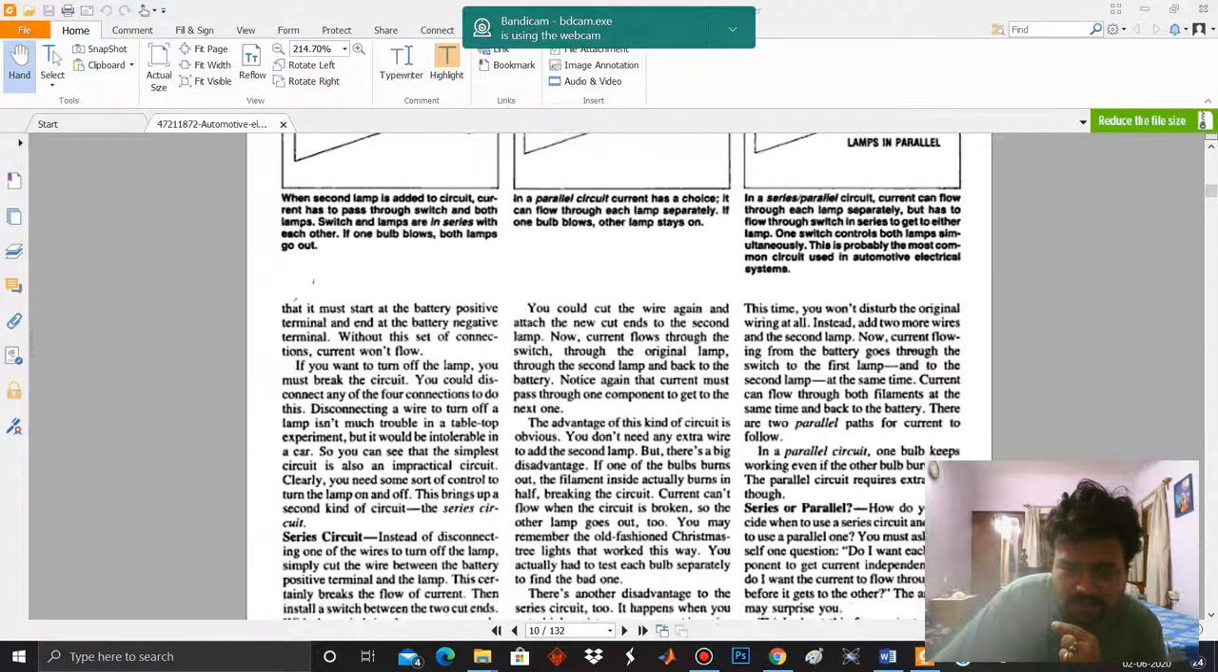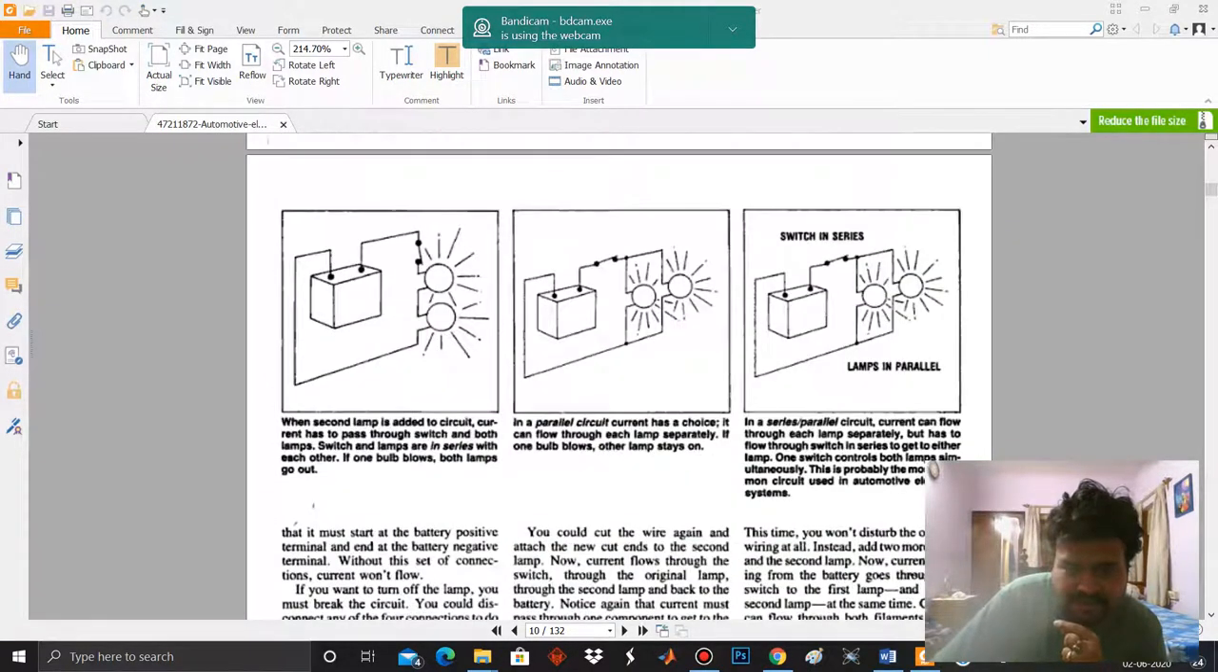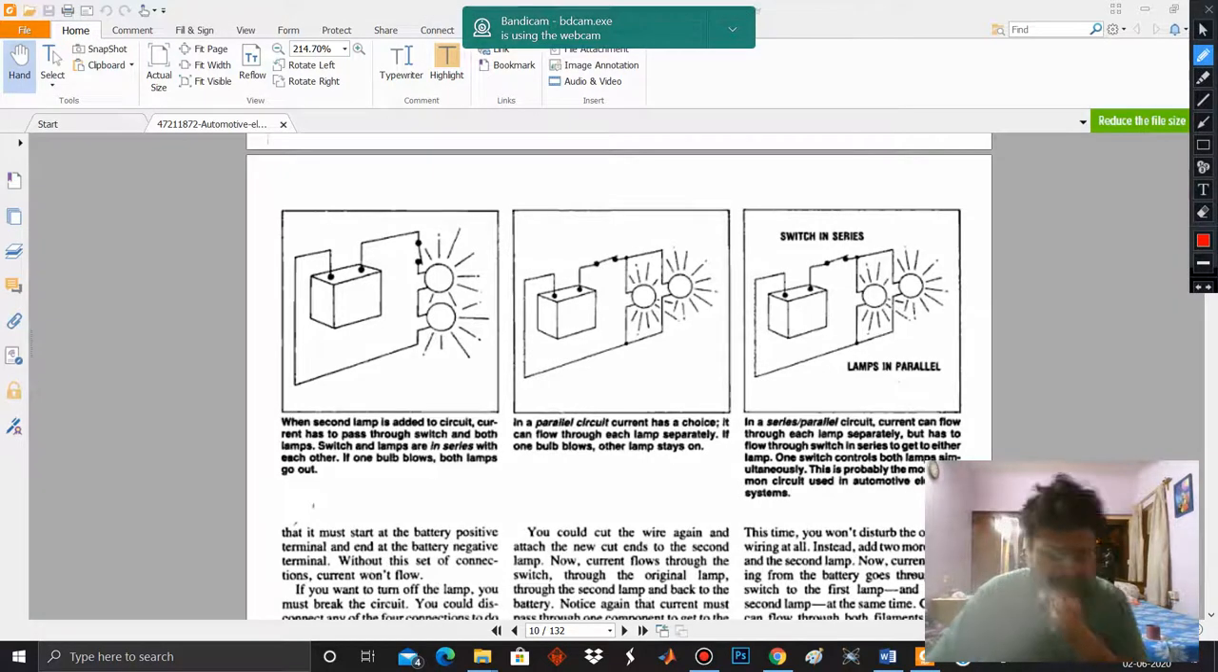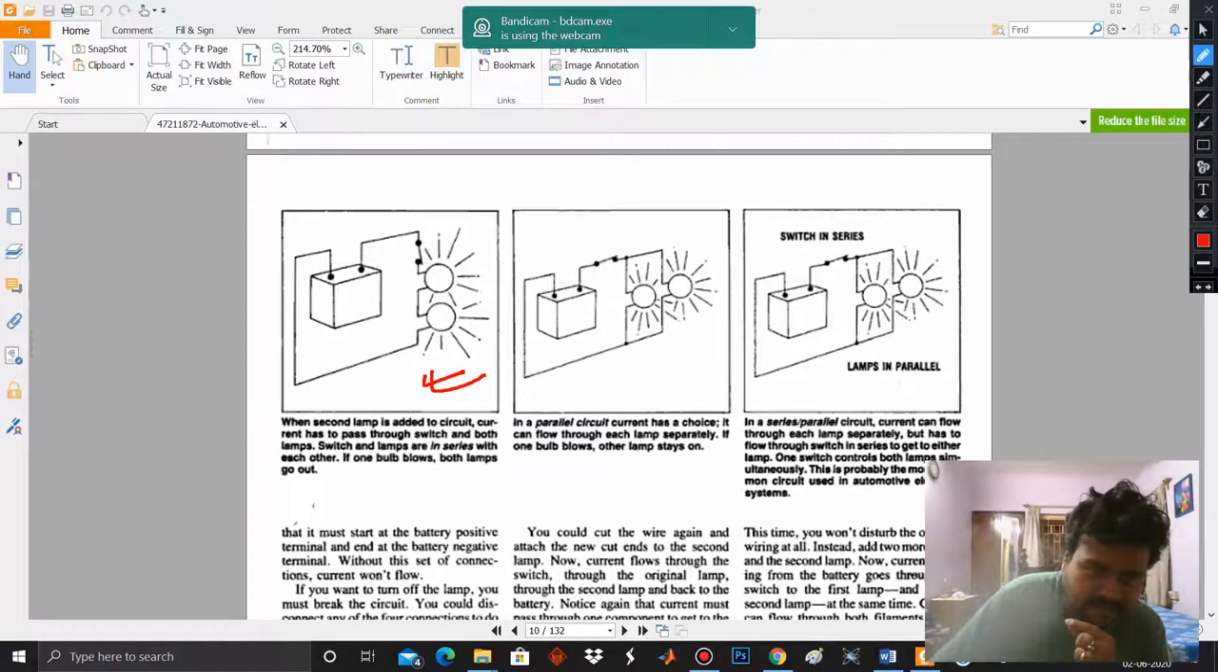So now, circuit connections are of two types. Either they may be in series or they may be in parallel. Here you see two lamps connected in series in this particular figure.